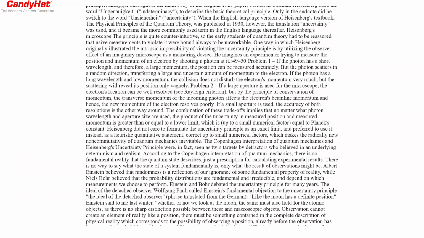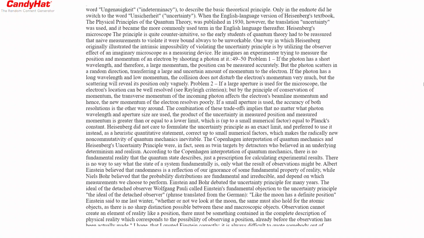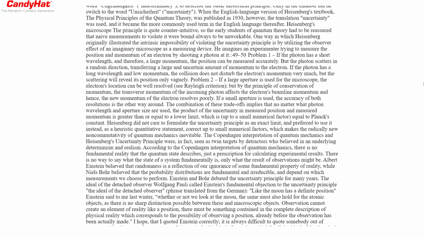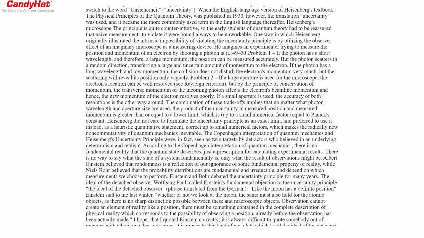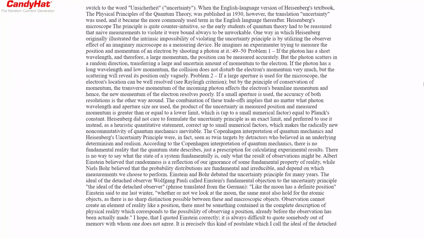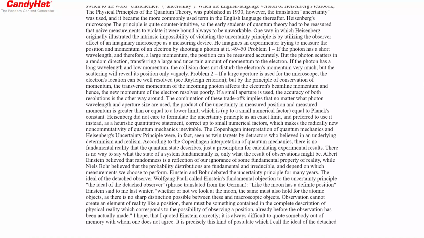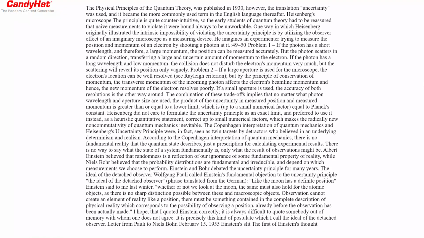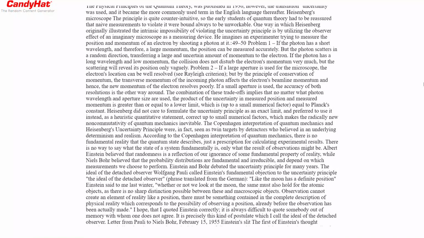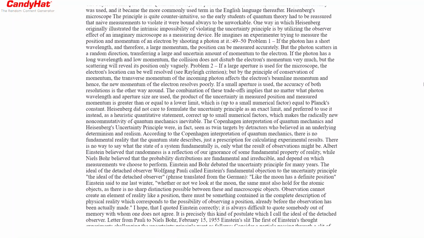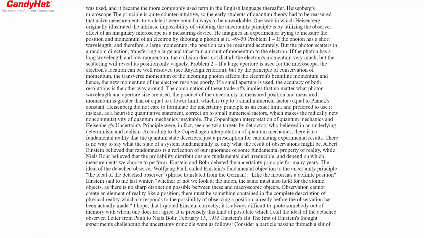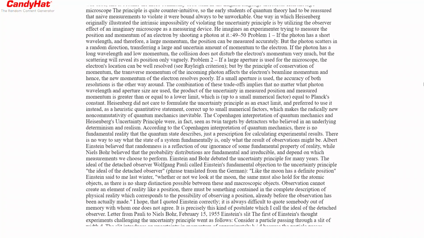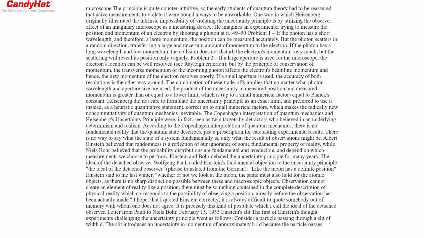Albert Einstein believed that randomness is a reflection of our ignorance of some fundamental property of reality, while Niels Bohr believed that the probability distributions are fundamental and irreducible, and depend on which measurements we choose to perform. Einstein and Bohr debated the uncertainty principle for many years. The ideal of the detached observer: Wolfgang Pauli called Einstein's fundamental objection to the uncertainty principle the ideal of the detached observer, a phrase translated from the German, like the moon has a definite position.